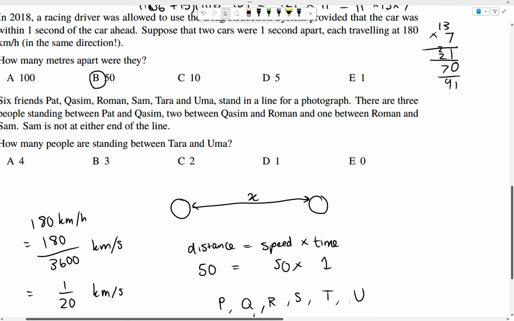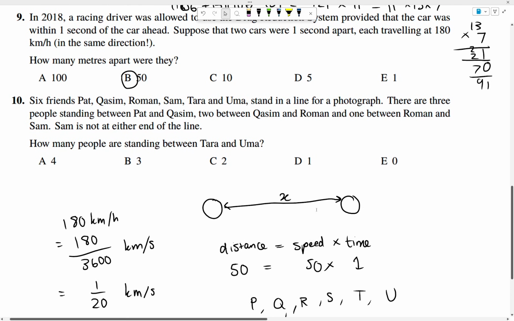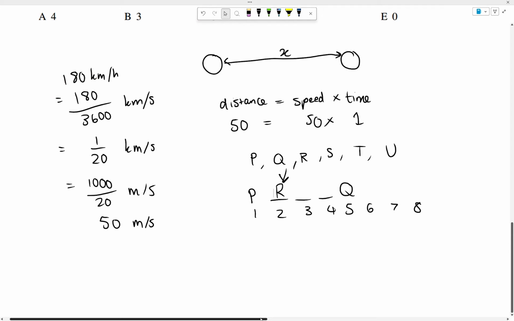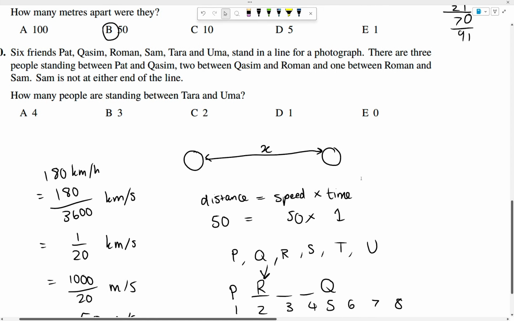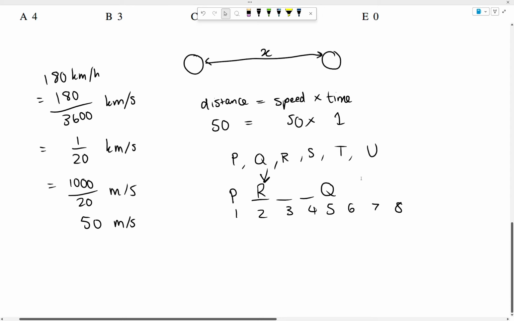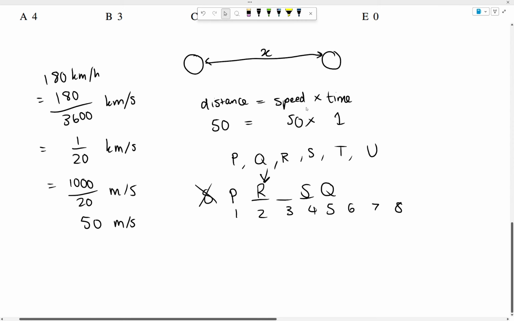And then there's 1 person between Roman and Sam. And we know that it says that Sam is not at either end of the line, so that rules out Sam being here. So therefore, Sam is there. And then the last person who we've not put down is Yuma, right there.